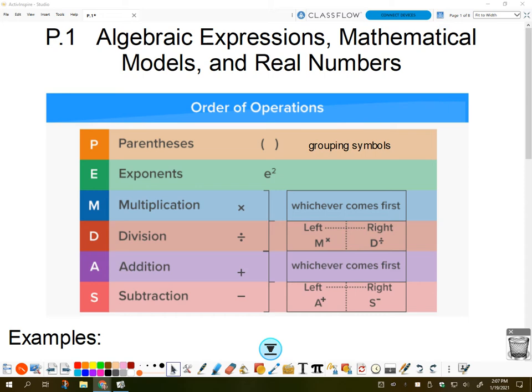So to start with, we just want to remember order of operations. So this is just a little graphic to help you remember. Remember that when you multiply and divide, that's left to right, and add and subtract is left to right. So it's not that you have to multiply before you divide. It's just that you have to do the multiplication and division before you can add or subtract.